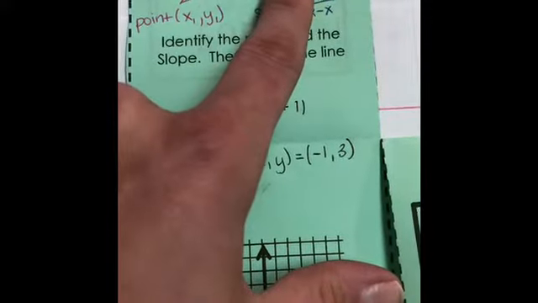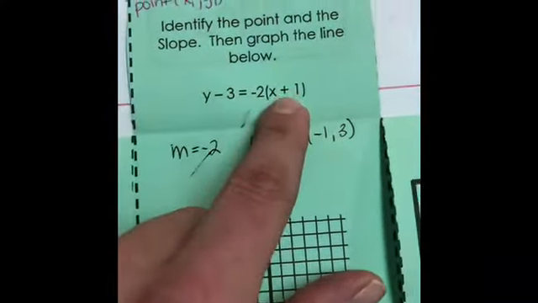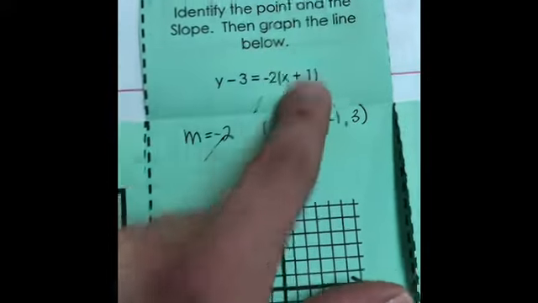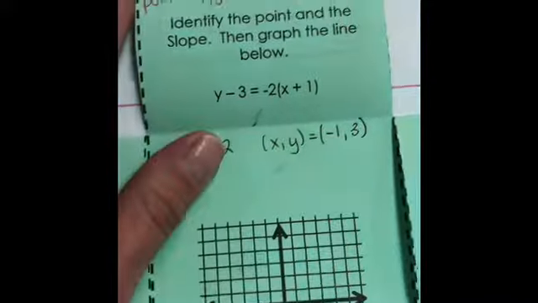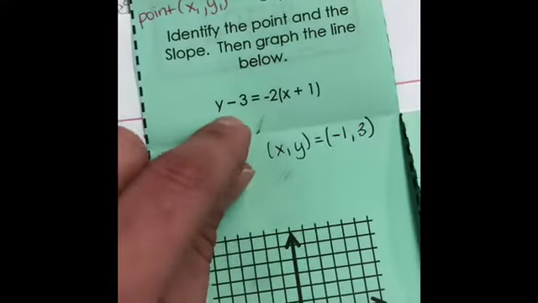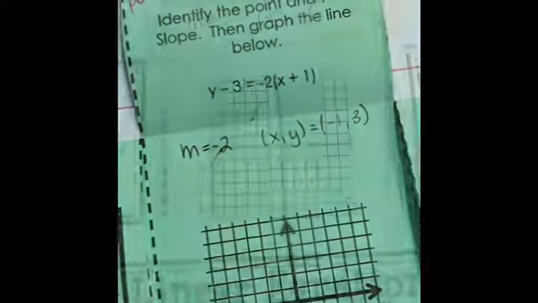Keep in mind that the form has a minus sign, so minus x. In order for this x minus to become an x plus, we had to have plugged in a -1. In order for y minus to stay y minus, we had to have inputted a +3.